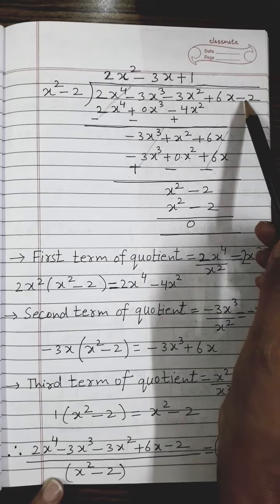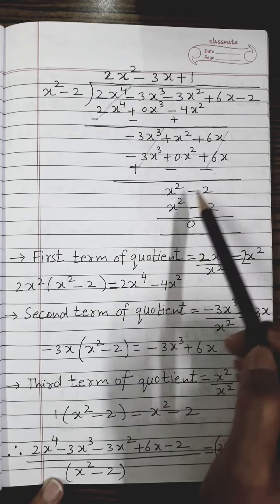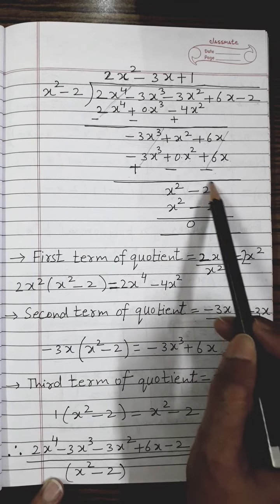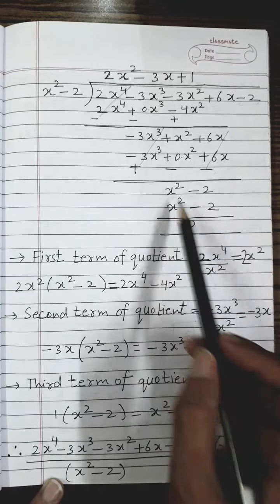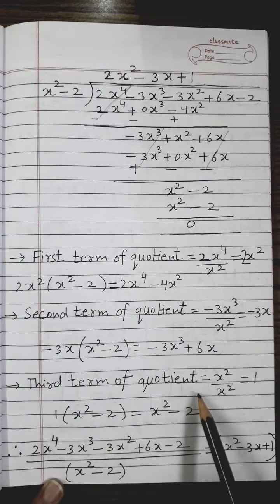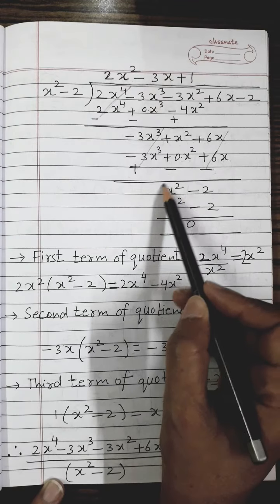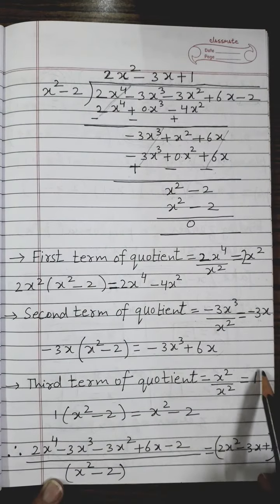Now there is one more term in the dividend, that is minus 2. So the next term is minus 2. I will copy down minus 2. Now this is again your next new dividend, and the divisor is the same, x square minus 2. In order to get the third term of the quotient, the first term of the new dividend divided by the first term of the divisor: x square upon x square, which gives you 1.